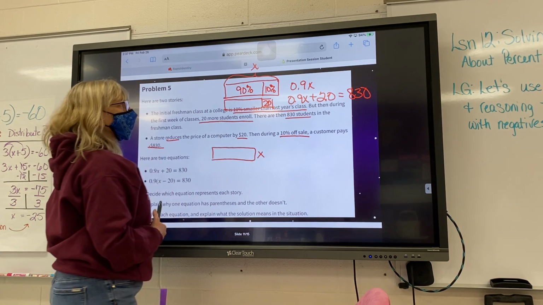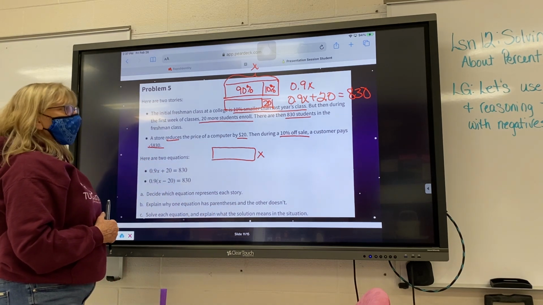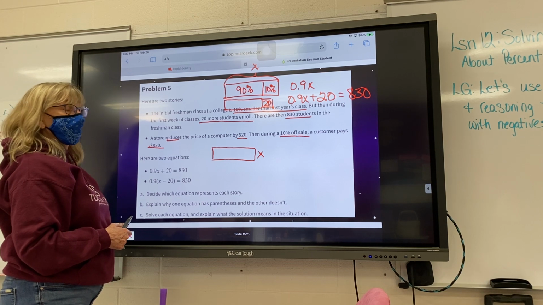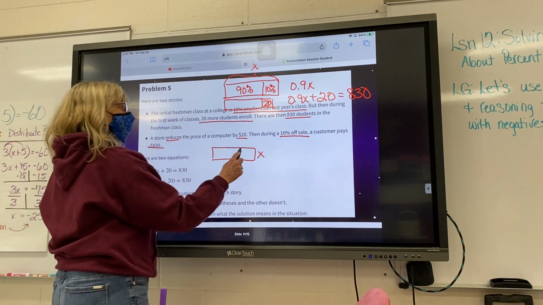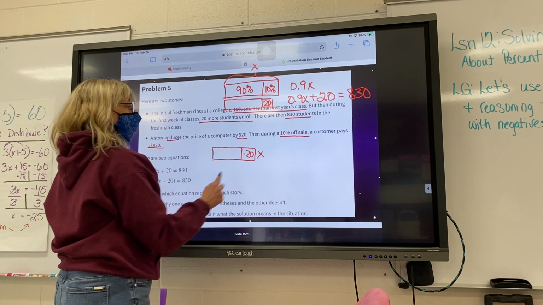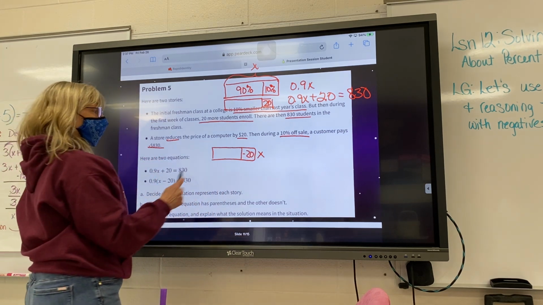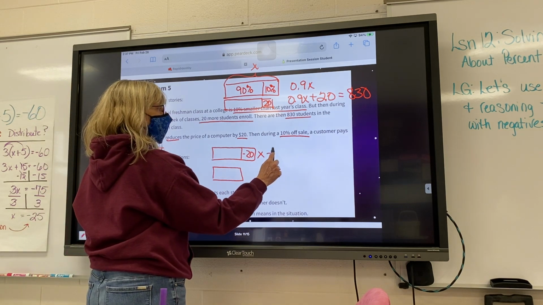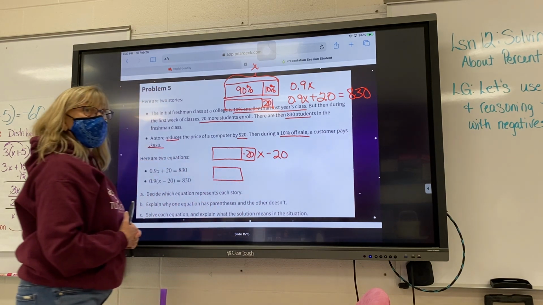What is our X? How much was the original cost of the computer? And then what do they do with it? They subtract. They took off $20, right? So now we're here. So this would be X minus 20, right?